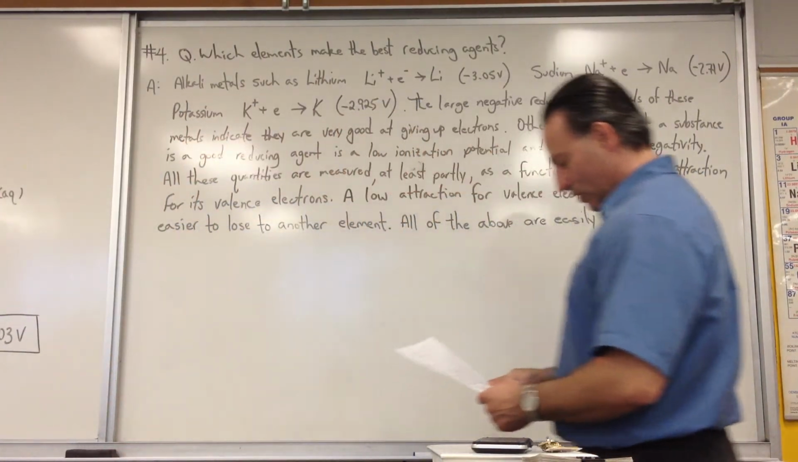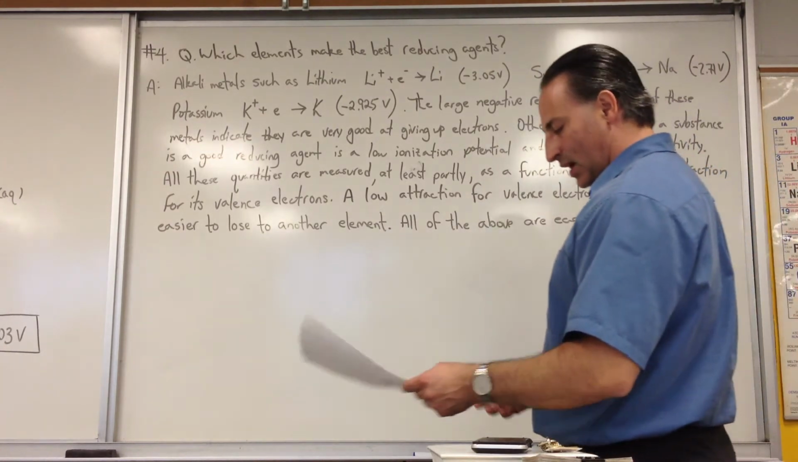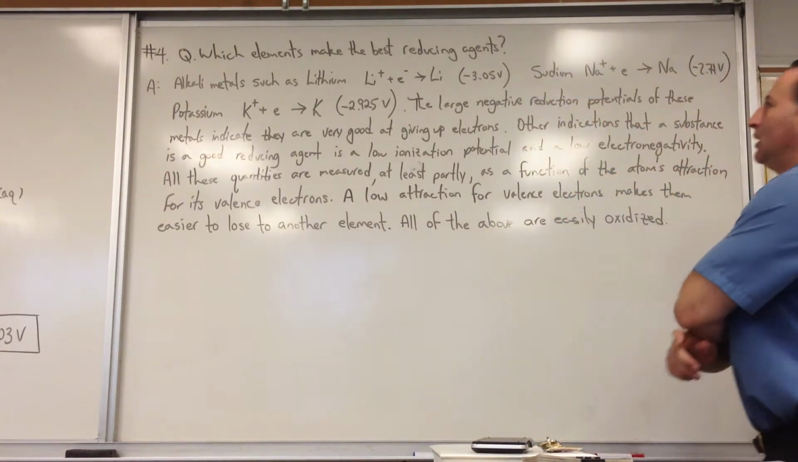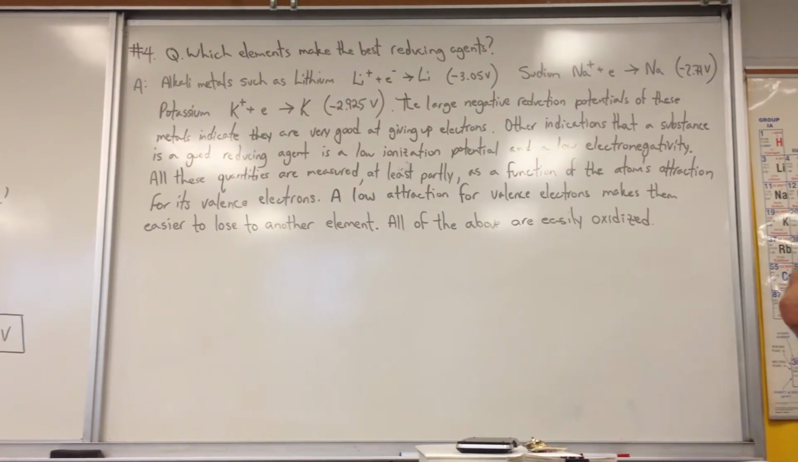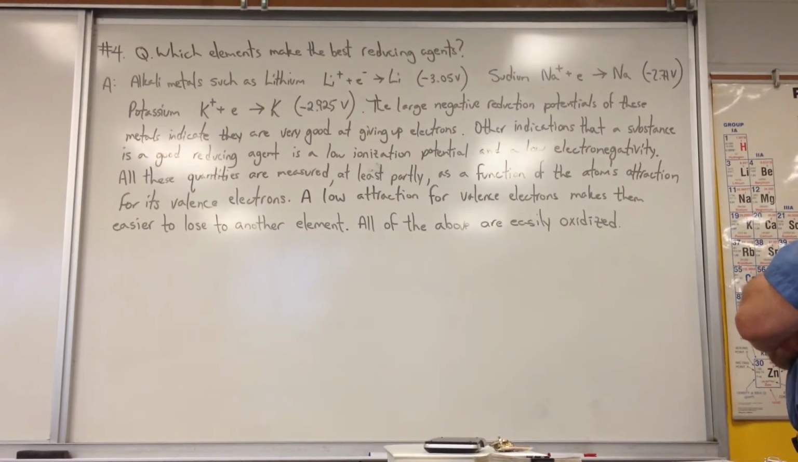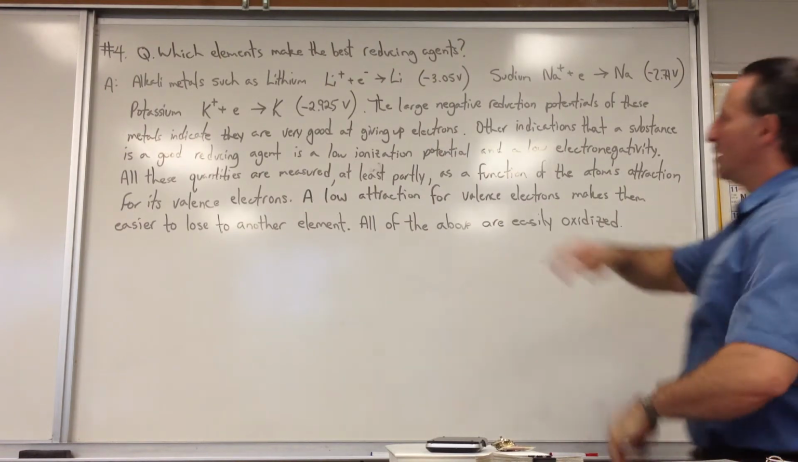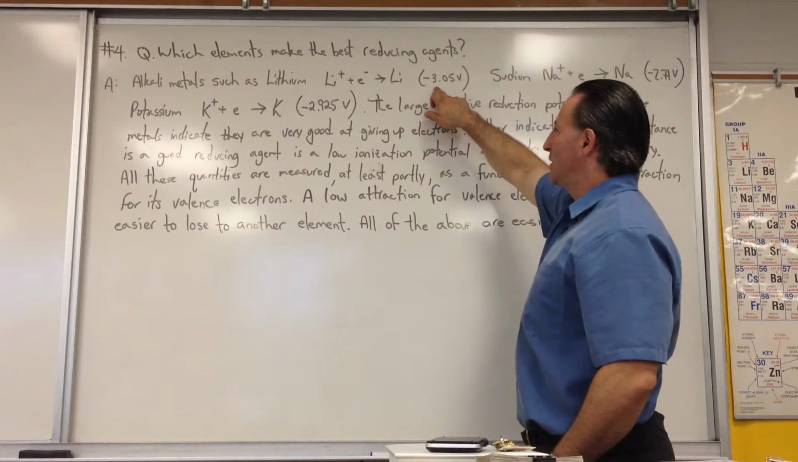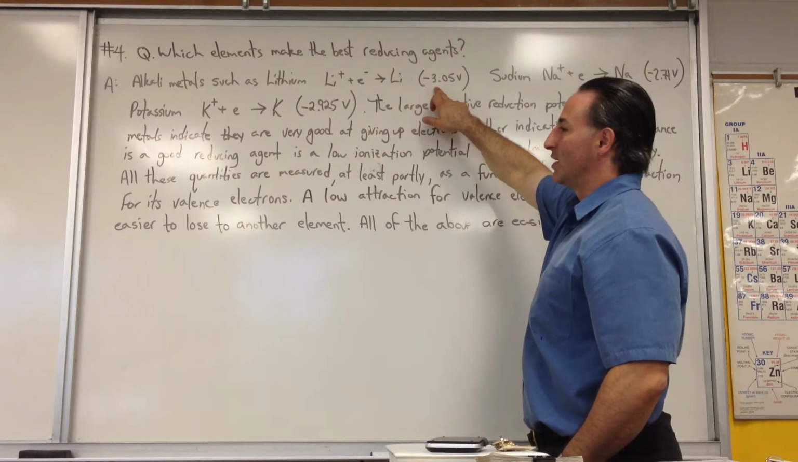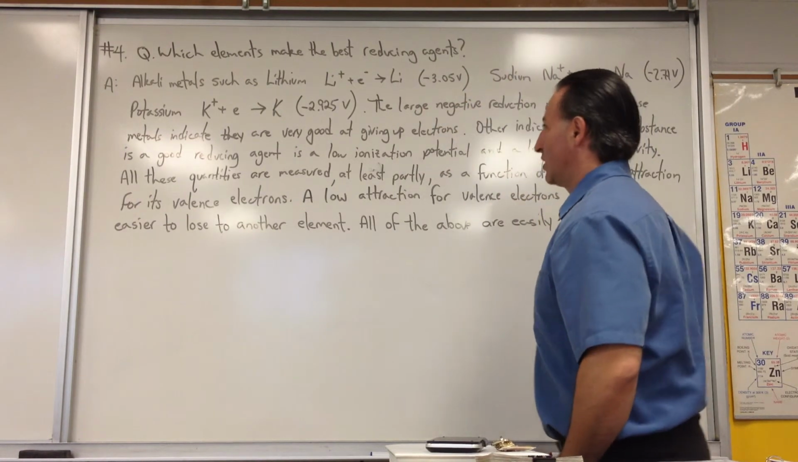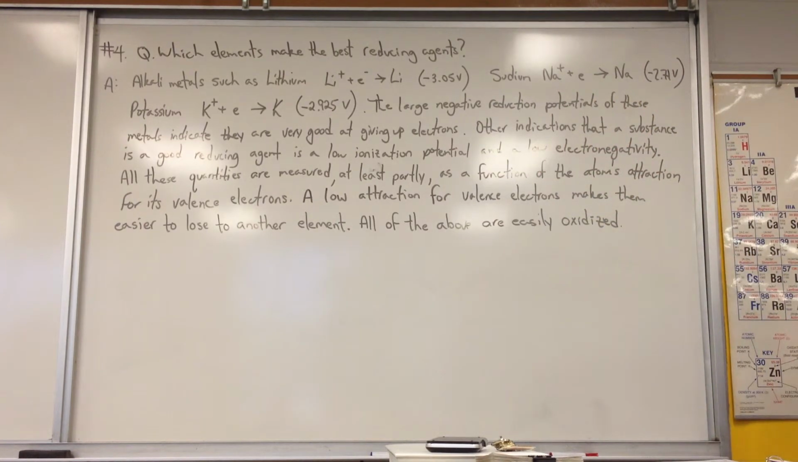Finally, the last question is, which elements make the best reducing agents? Explain why. I wrote alkaline metals such as lithium, sodium, and potassium, each with fairly large negative reduction potentials, are the best reducing agents. The large negative reduction potentials of these metals indicate that they are very good at giving up electrons. So when the reduction potential is negative, it means the reaction tends to run the other way. So all these metals prefer to undergo oxidation. They prefer to lose the electrons.